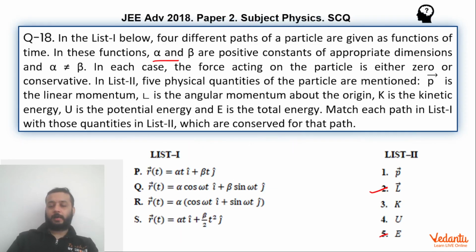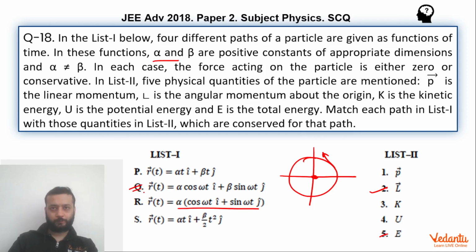Let's go back to option R, which is alpha cos omega t plus alpha sin omega t. Now this is the same case that we talked about here, like if alpha becomes equal to beta. So you can very easily see that this is a uniform circular motion, right? So in uniform circular motion, angular momentum is conserved about the origin. We can say that MVR about the origin, angular momentum remains conserved both in direction as well as in magnitude. Anyway, option R is a special case of option Q, just that alpha has become equal to beta.